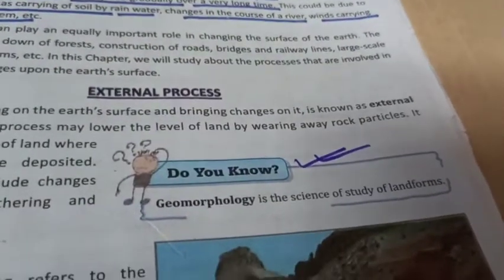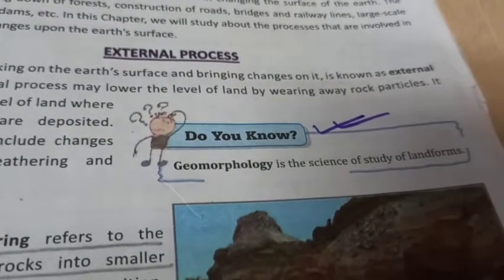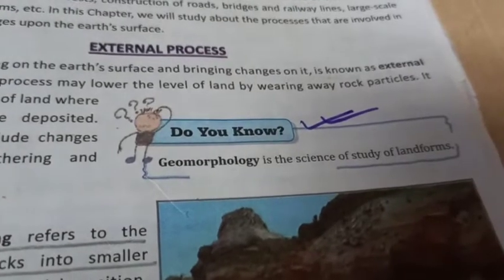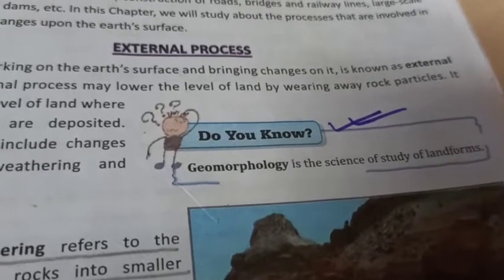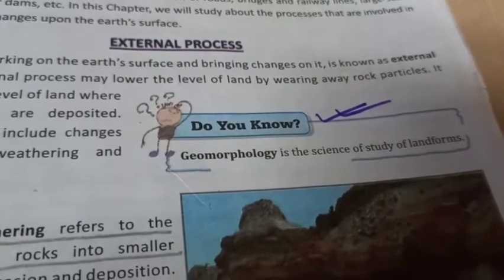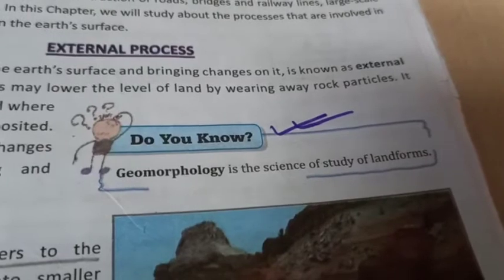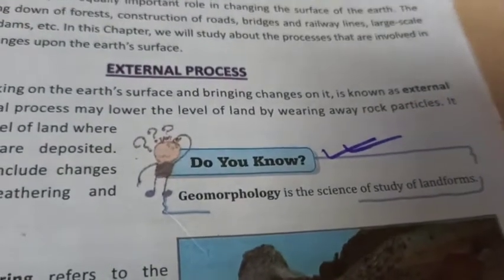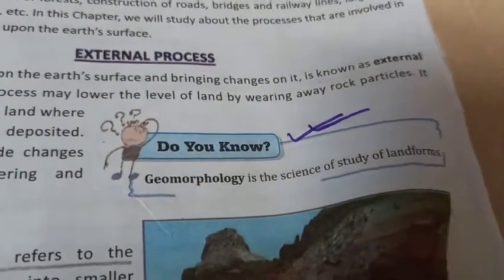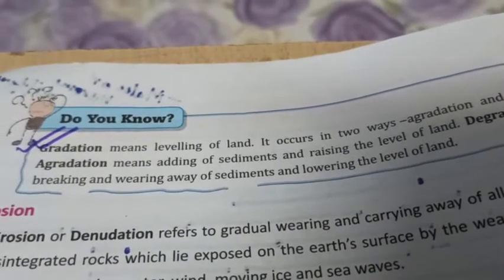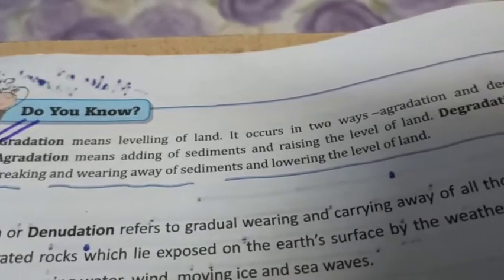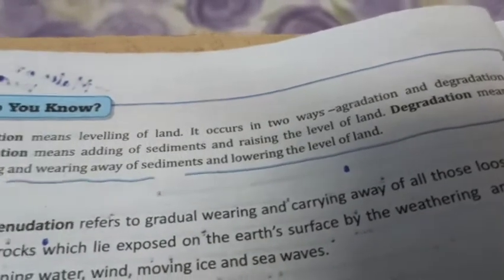In extra revision, we must learn the Do You Know of this chapter. So the first question is to define geomorphology. That has been given in Do You Know. Geomorphology is the science of study of landforms. Now, what is gradation? Gradation means leveling of land. How many types of gradation are there? It occurs in 2 ways, aggradation and degradation.